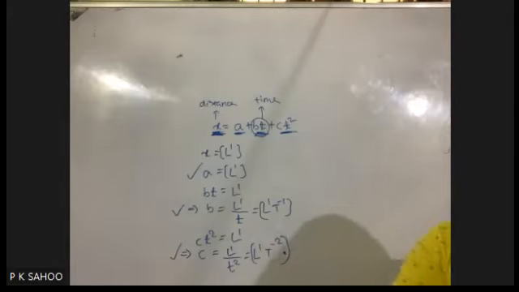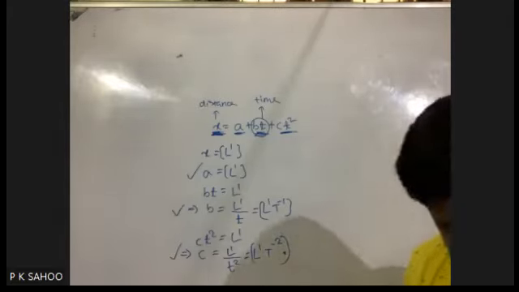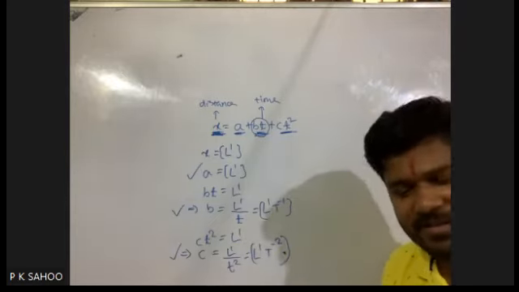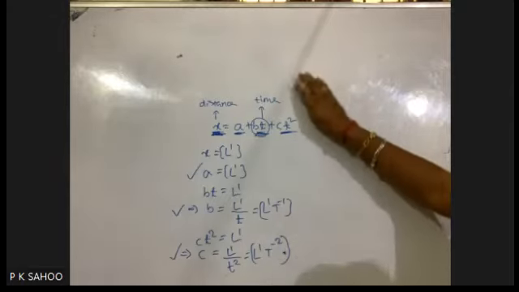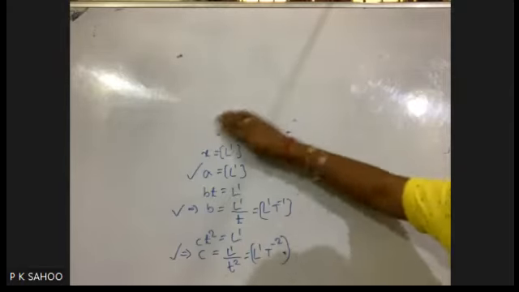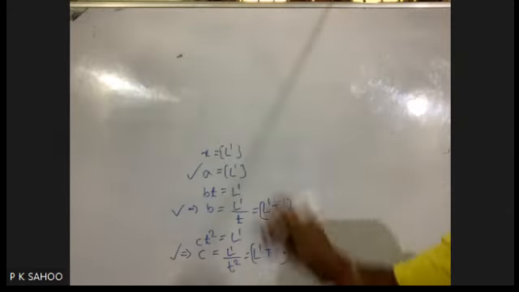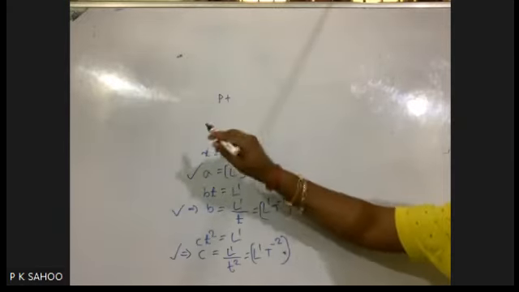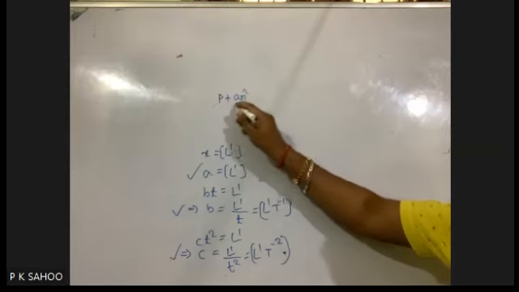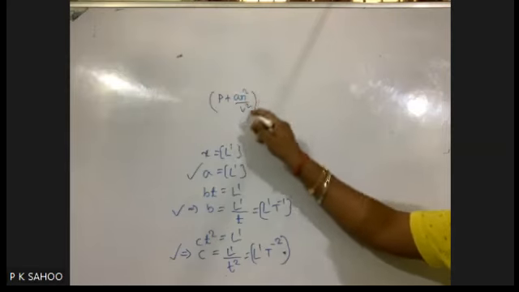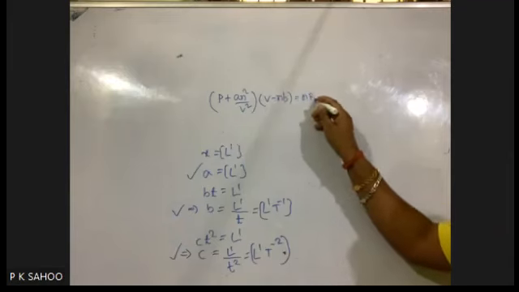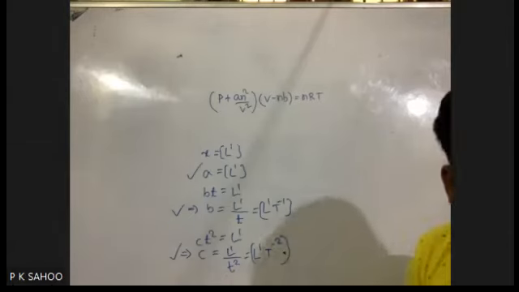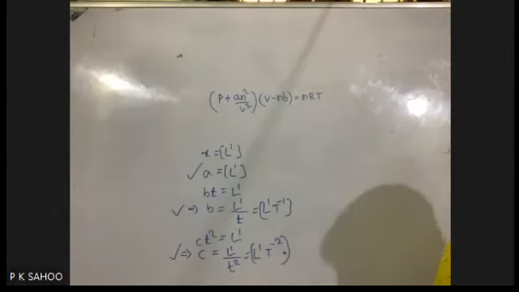Another most important question, which always comes in exam, whenever you open any question paper of class 11, you must get that question. Okay, so let's do that question. P plus A n square by V square, whole into V minus NB, equal to nRT.